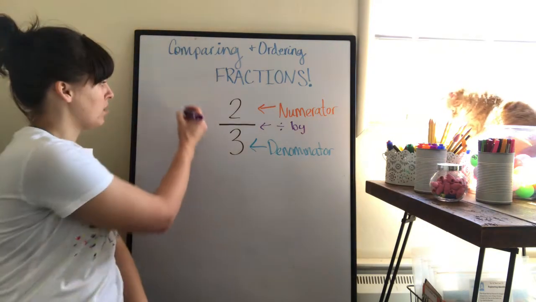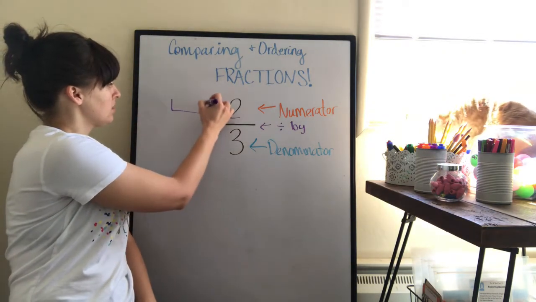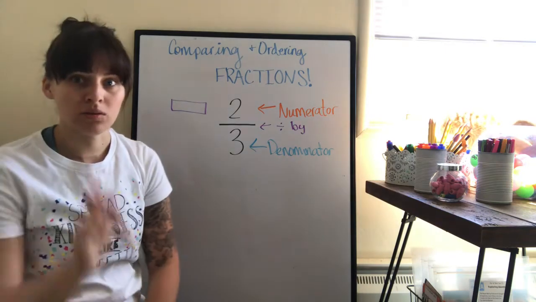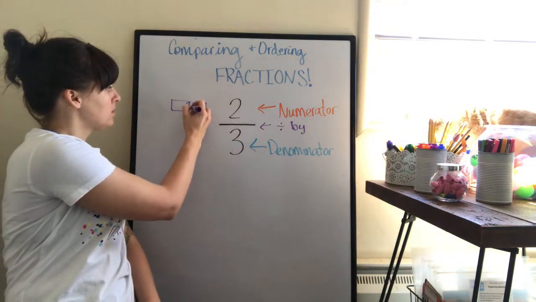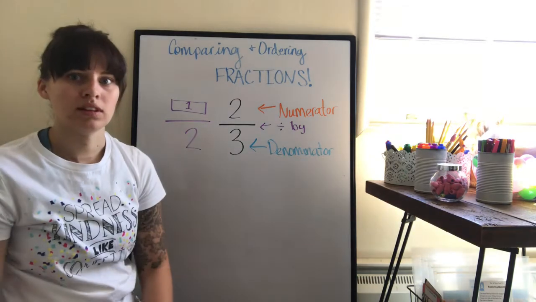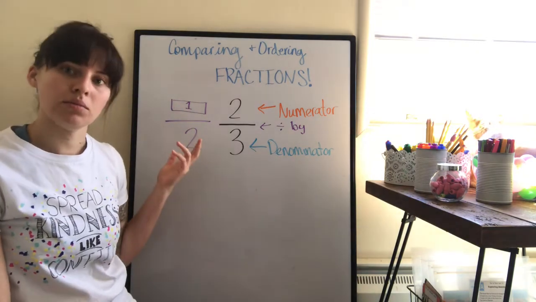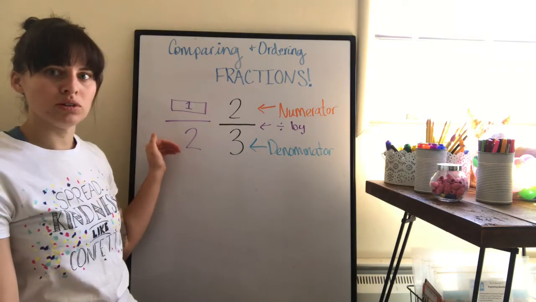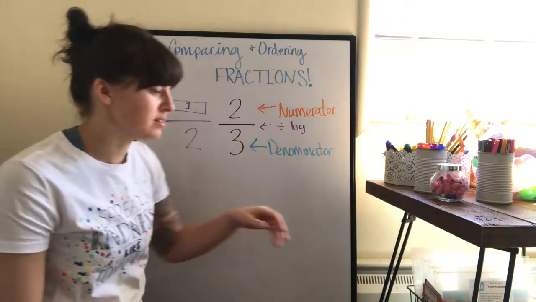So if I have one candy bar, right, one candy bar, but I have to divide it by 2 people, that's why you have 1/2 of a candy bar, right? 1 divided by 2 is 1/2. That's what the fraction is.